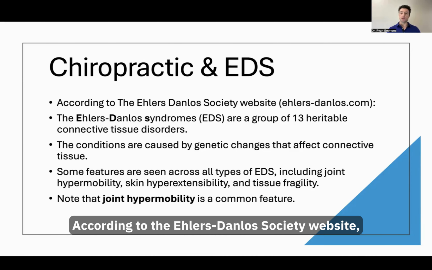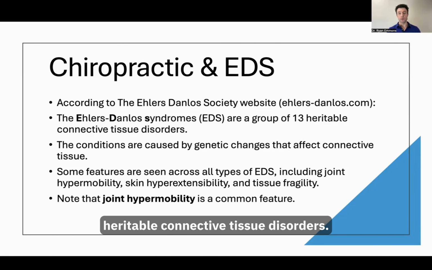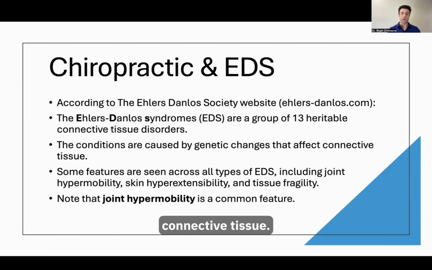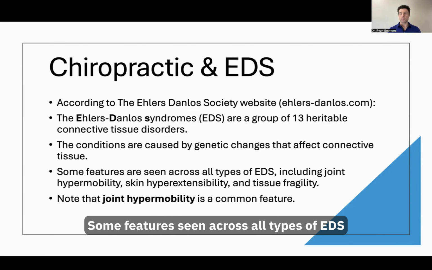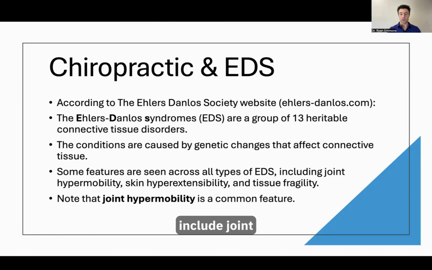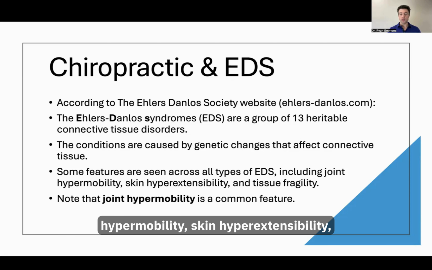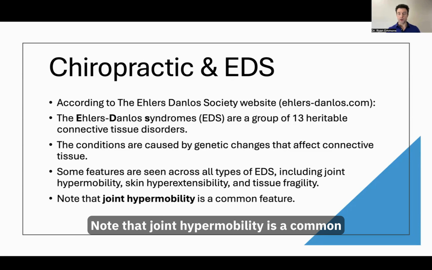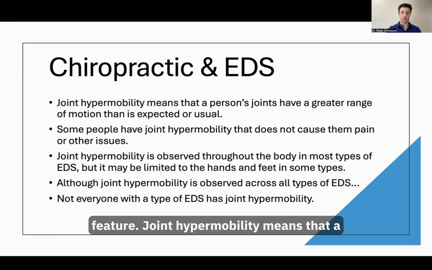According to the Ehlers-Danlos Society website, the Ehlers-Danlos syndromes are a group of 13 heritable connective tissue disorders. These conditions are caused by genetic changes that affect connective tissue. Some features seen across all types of EDS include joint hypermobility, skin hyperextensibility, and tissue fragility. Note that joint hypermobility is a common feature.